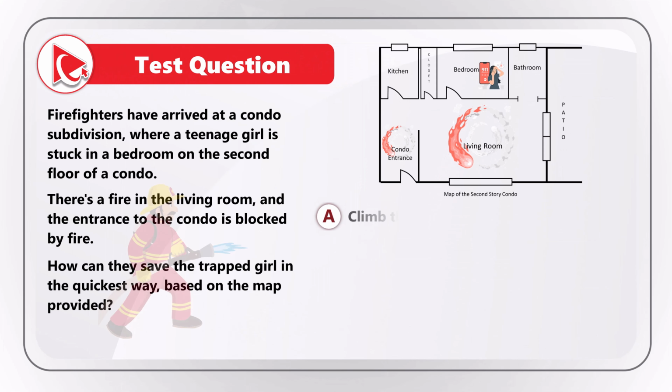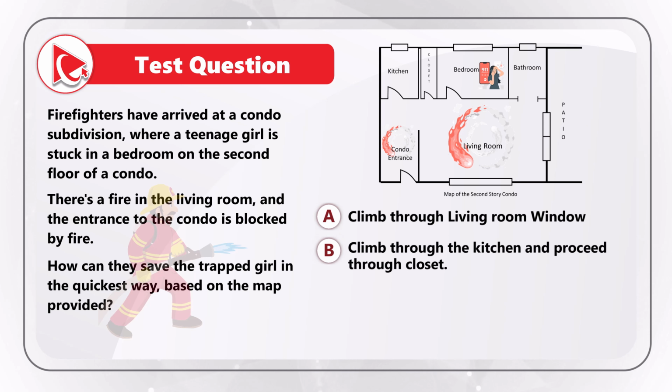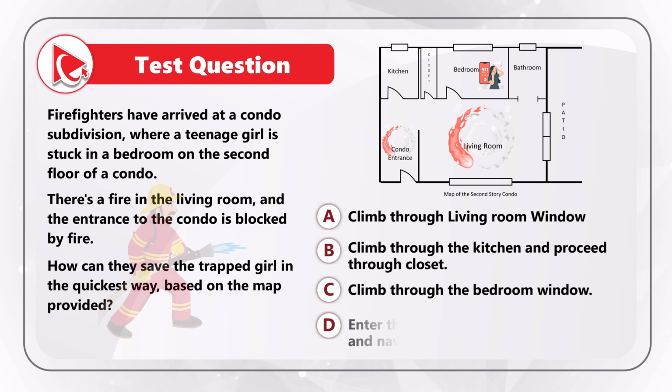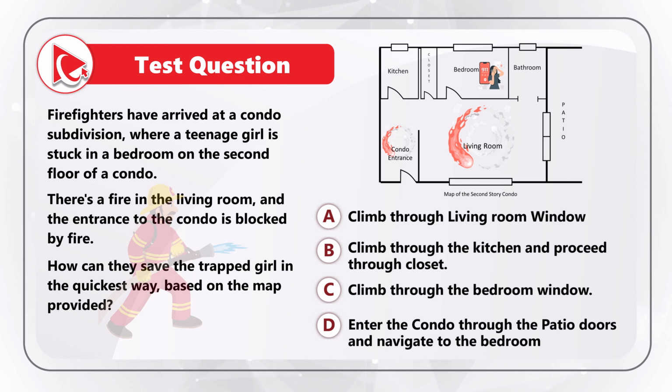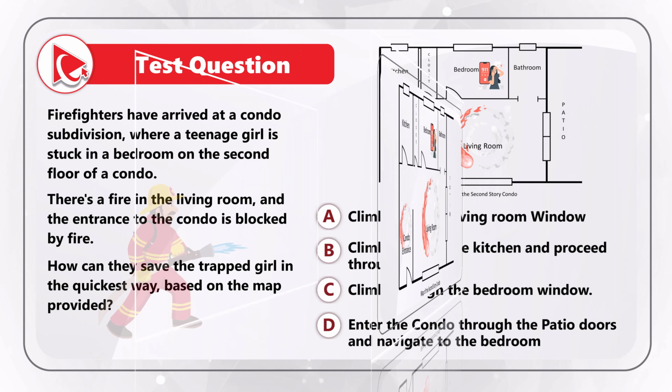Choice A, climb through the living room window. Choice B, climb through the kitchen and proceed through the closet. Choice C, climb through the bedroom window. And last but not least, enter the condo through the patio doors and navigate to the bedroom. Take a close look, maybe pause this video to see if you can come up with the right answer.